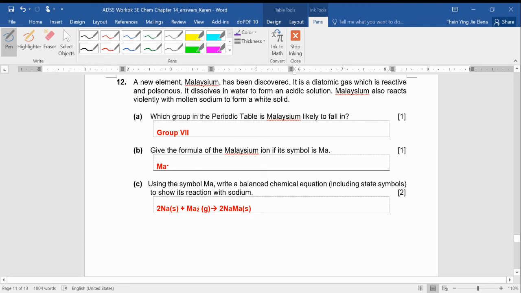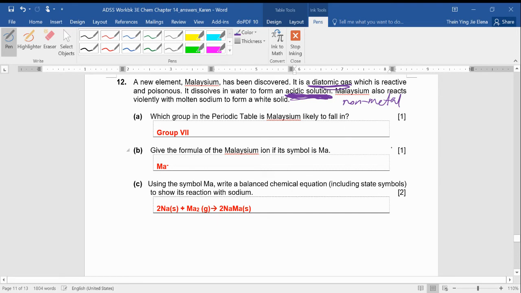Question 12. A new element, magnesium, is discovered. It's a diatomic gas, is reactive and poisonous. It can dissolve in water to form acidic solution. So if it's forming acidic solution, it's probably a non-metal. Okay, if it's metal, then it'll form alkaline solution. So it's non-metal. Magnesium can react violently with molten sodium to form a white solid. Okay, so which group in periodic table is magnesium likely to fall in?